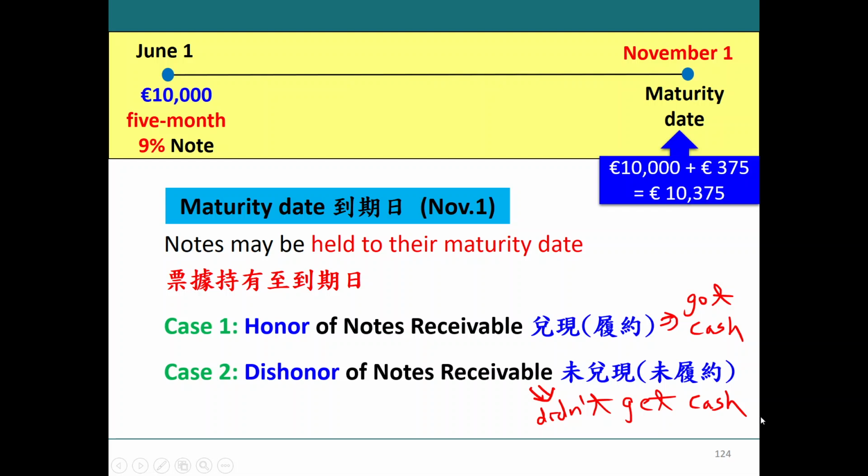Okay, so at the maturity date, we have to consider whether you're lucky or not. Based on the time, I think today you are lucky because we only have time for case 1. So you are unlucky for next week. If you are lucky, you should be very happy. It means today you are lucky, so you got the cash.